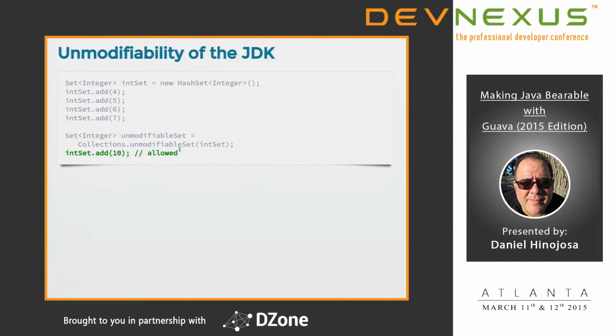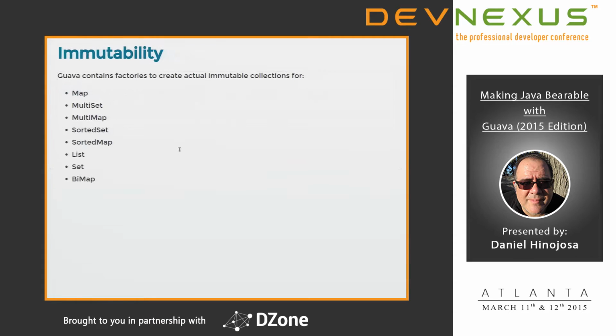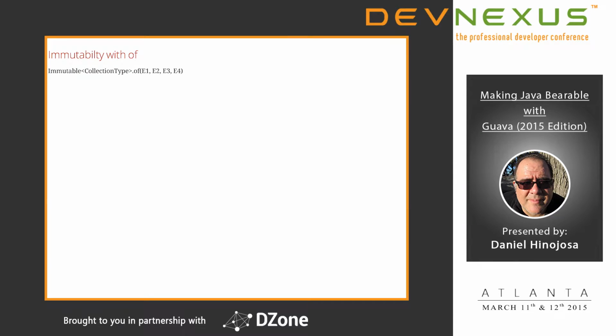So therefore, Guava, being the good citizens they are, so again, you can't modify the collection, but I can if I have the original reference. Guava contains factories to actually create immutable collections. So you can actually have some immutable collections that you can use. Map, multiset, multimap, sorted set, sorted map, list set. So not only for the JDK stuff, but also for the Guava stuff that we just learned, like multimap and multiset. Okay? So now, how do we do this?